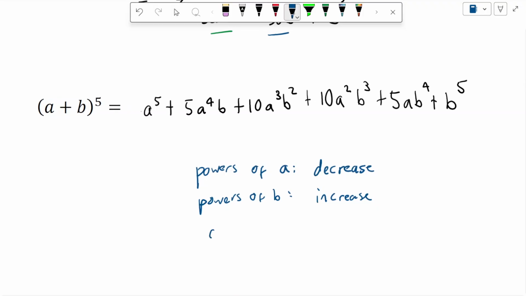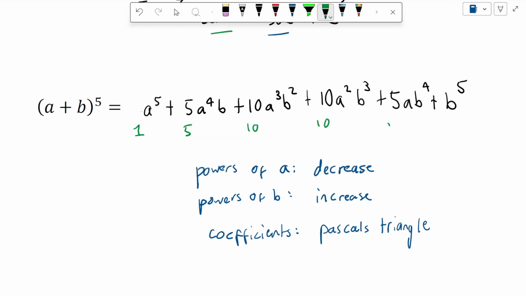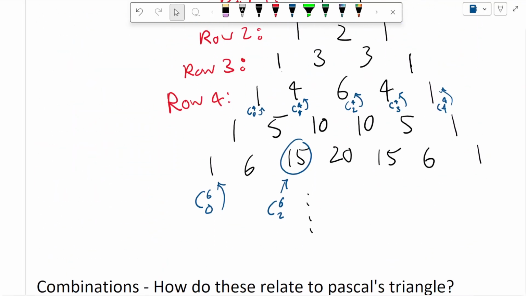And the coefficients are the nasty one. But Pascal is definitely onto something because it's from Pascal's triangle. So the coefficients: 1, 5, 10, 10, 5, 1. Hey, that looks like row 5. 1, 5, 10, 10, 5, 1.